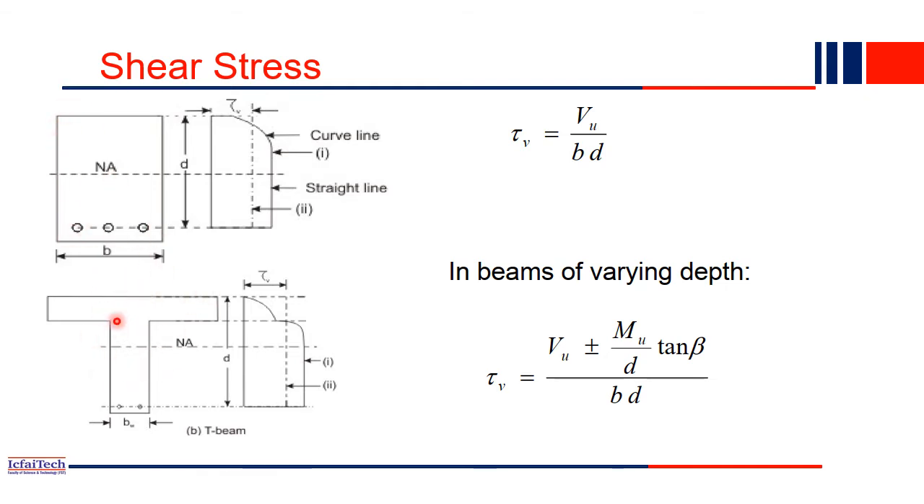So in case of a T-beam, how do we find the shear stress? That is the formula for that: tau v equals Vu plus Mu by d tan beta, divided by bd. That is the formula to compute if the depth is varying along a beam. And this is the distribution of the shear force in a T-beam. So now we know how to compute the shear stresses. We already know the shear force, and from the shear force we can easily compute the shear stress on a beam.